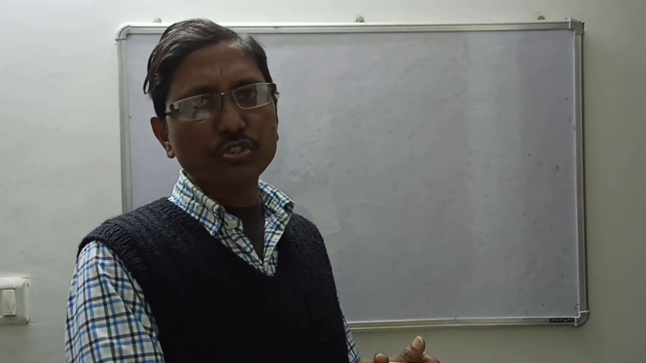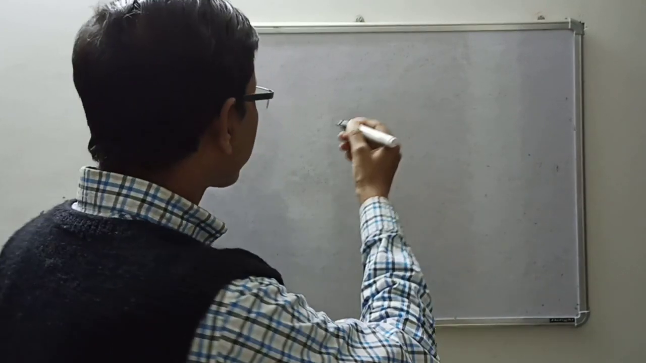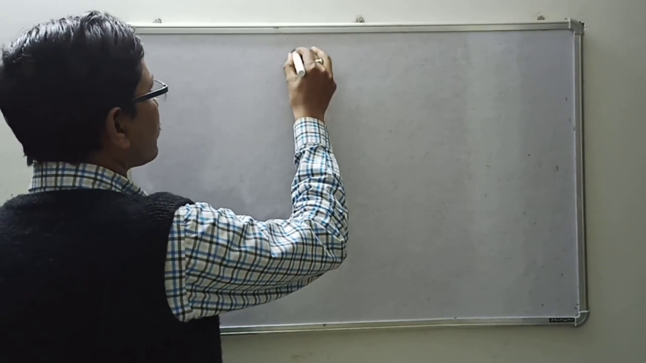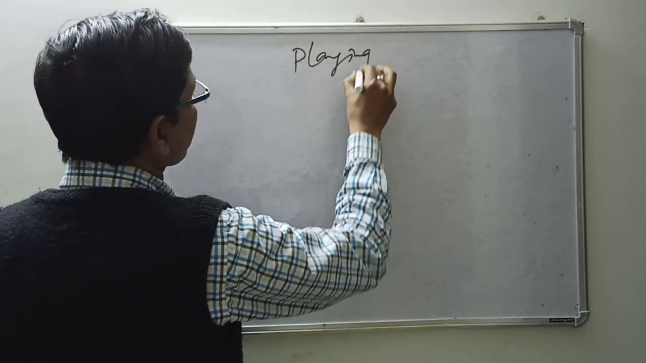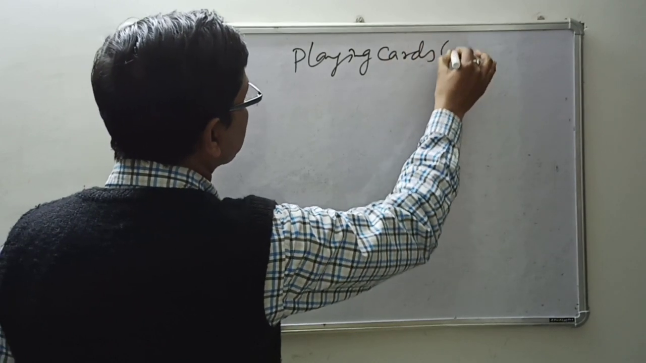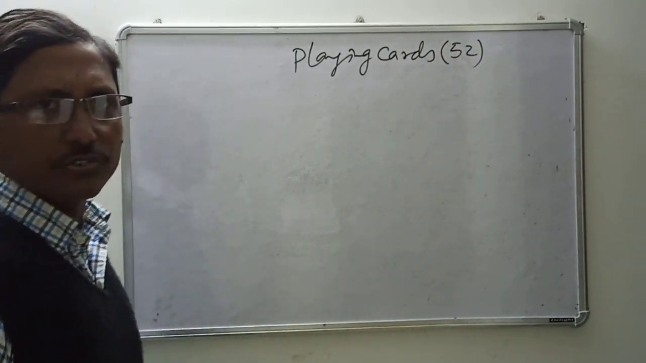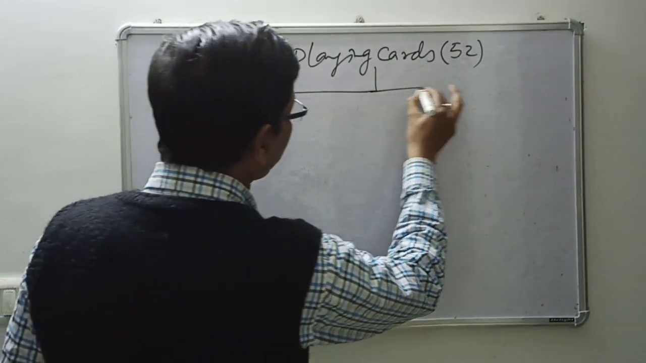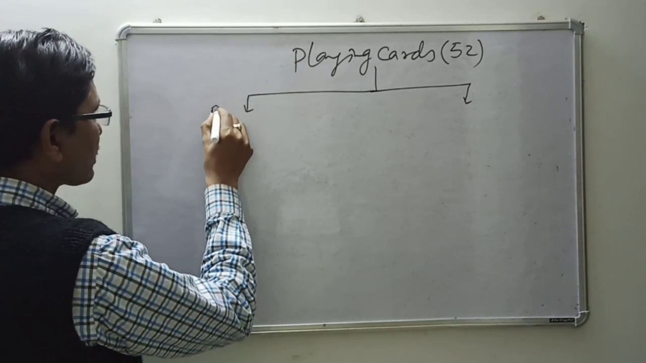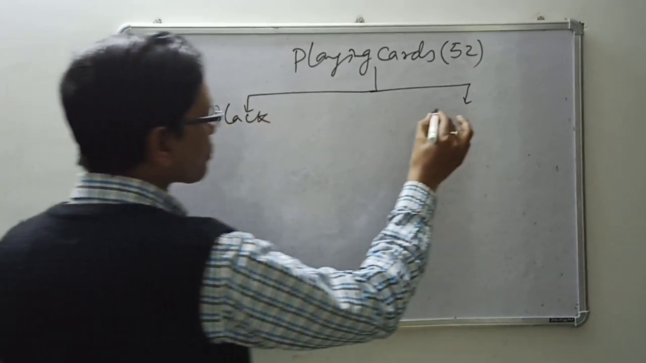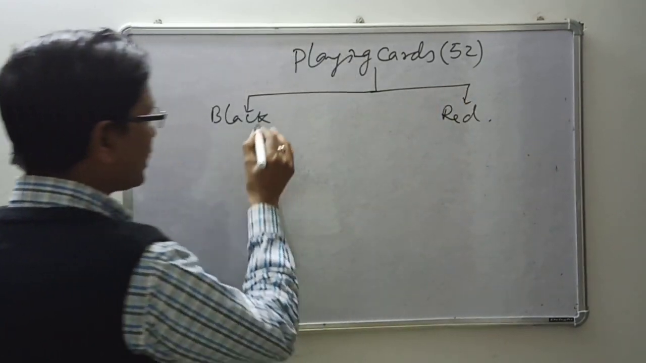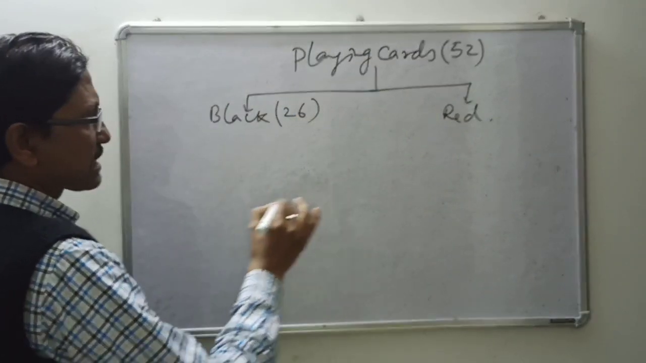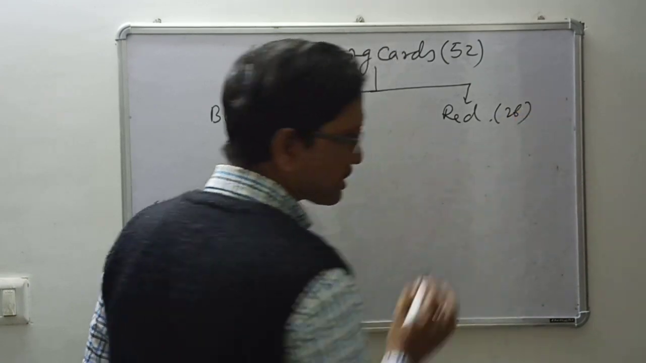If you want to see the distribution of the cards, the total is 52 cards. We have to see that chart or table. Broadly it is divided into two categories: one is black cards, another is red cards. That means black cards you have 26, and red you have 26.